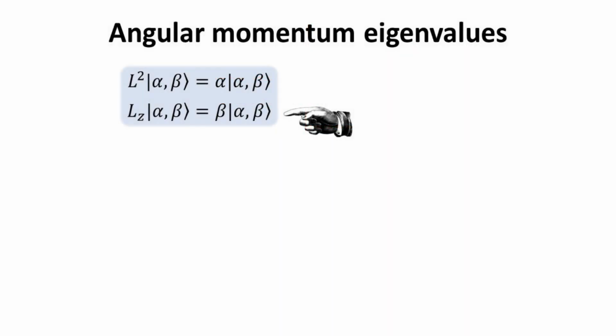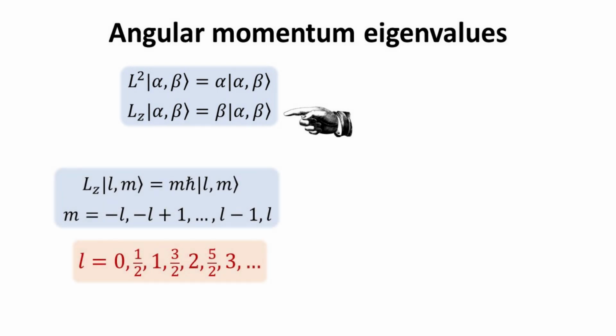Okay, our goal in this chapter is to derive the eigenvalues of L squared and Lz, or alpha and beta respectively. We showed that the eigenvalues for Lz are characterized by two quantum numbers, which we denote as L and m. The eigenvalue for the operator Lz is m times h bar, where m is an integer that runs from minus L to plus L. The quantum number L, on the other hand, is a multiple of half integers as shown. This relabeling of the quantum numbers from alpha and beta to L and m is to be consistent with what is commonly used in the literature.